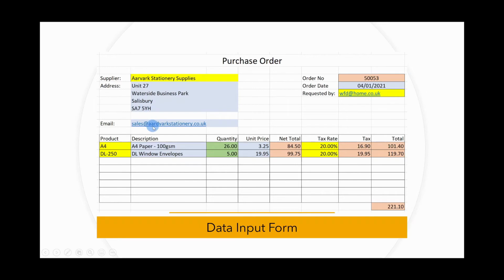Similarly for the email address. The items in peach color will be automatically generated by the system. So the order number will be generated by the system. The net total, for example, will be quantity times unit price, and the tax will also be calculated, and therefore the total and grand total. The items in green will be data entered by the user. So that's the general idea.